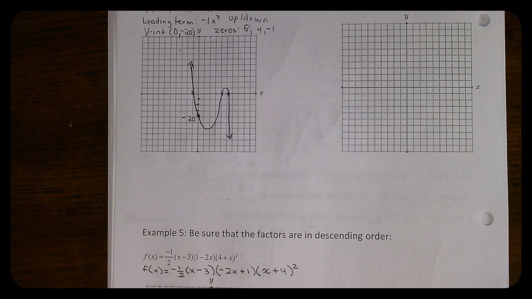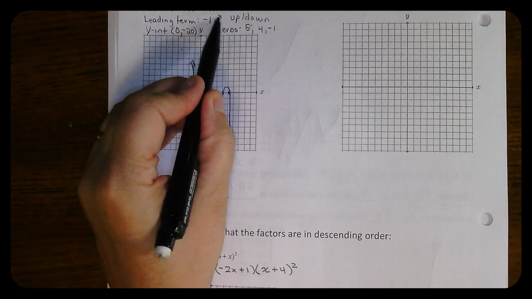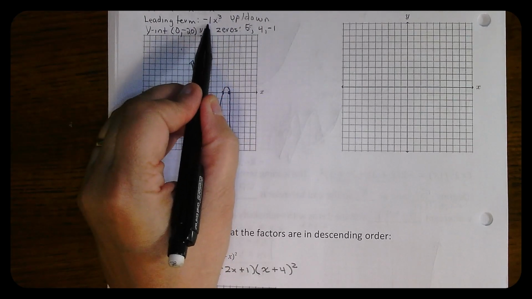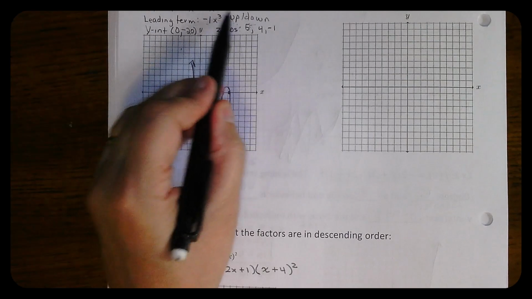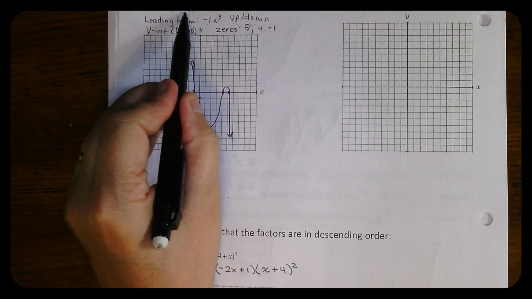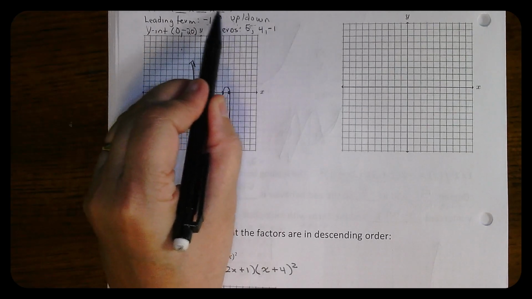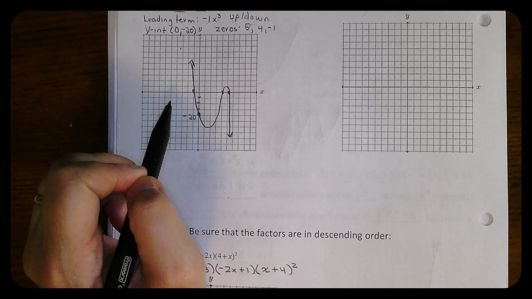All right, if you weren't sure of yourself, just take a look at this first one. The leading term I got to be -1x cubed, so end behavior, odd degree. A is negative. Odd means opposite. So up, down. Y-intercept, I put 0 everywhere. Multiplied, I got 0, -20. And then my linear factors gave me the zeros of 5, 4, and -1, and they all have multiplicity 1.